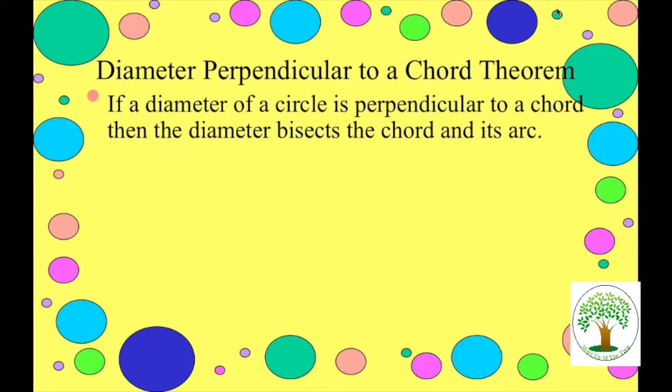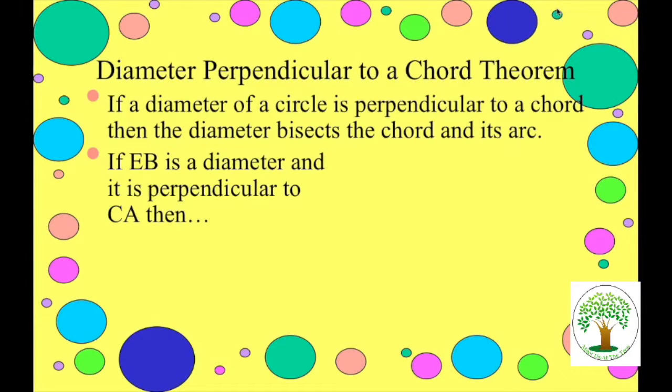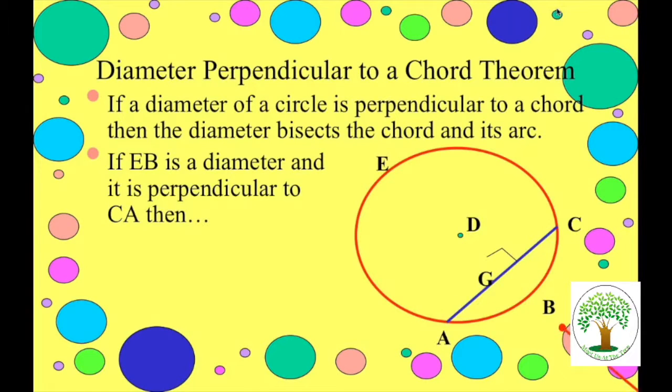Here's another one. The diameter perpendicular to a chord theorem. We're going to use this for a construction if we can today. If the diameter of a circle is perpendicular to a chord, then the diameter bisects the chord and its arc. So, here we go. Let's get a picture up there. I have EB here. EB is the diameter. If it bisects this chord, then it cuts it equally.